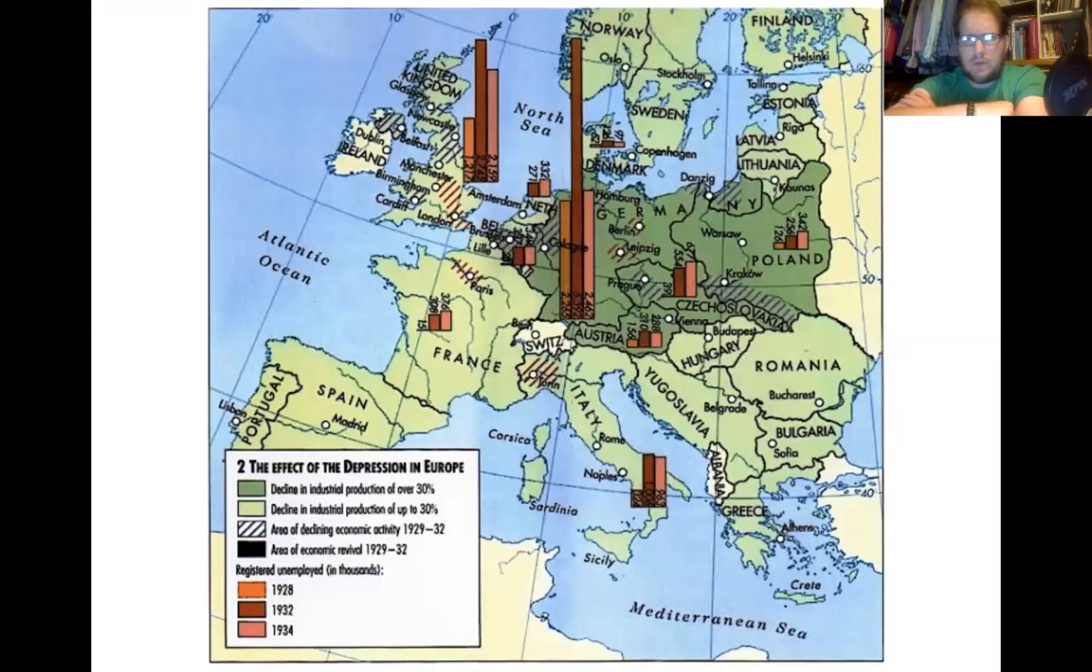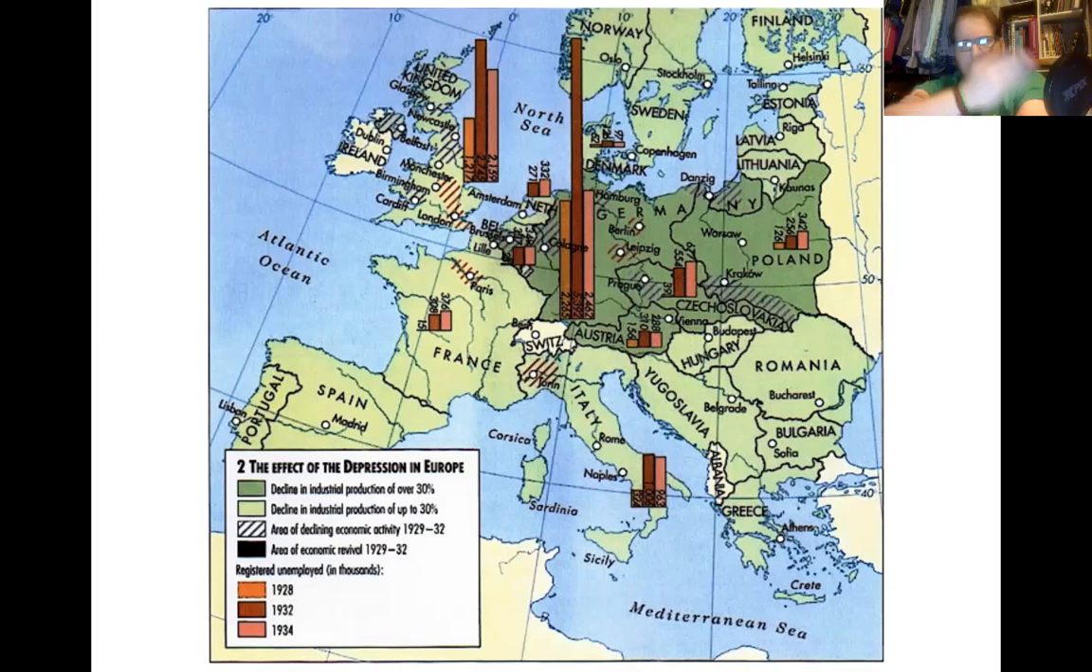So one of the global events that happens between World War I and World War II is the Great Depression. So what you're looking at is a map of Europe, and what you can see is the color green will denote whether or not they saw a decline in industrial production of more or less than 30%. So in looking at France, Spain, Italy, Yugoslavia, Romania, you're seeing a decline up to 30%. In Austria, Germany, Poland, you're seeing a decline of over 30%.